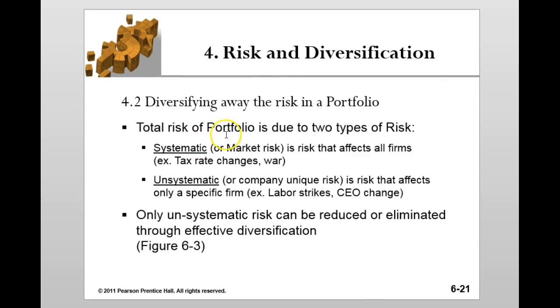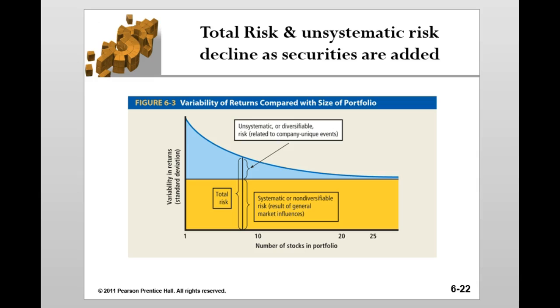So the total risk of a portfolio is due to two types of risks. You've got the systematic, we talked about that, that's the built-in market risk. And you have the unsystematic, and that's what's unique to your company. And you can kind of control those. Only unsystematic risk can be reduced or eliminated through effective diversification. And you can see that right here.